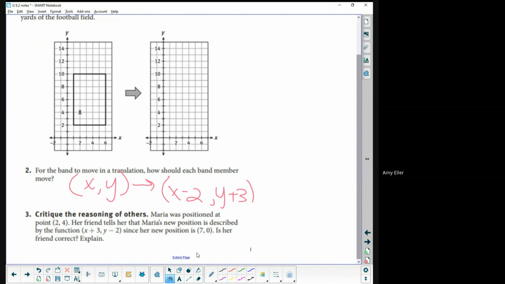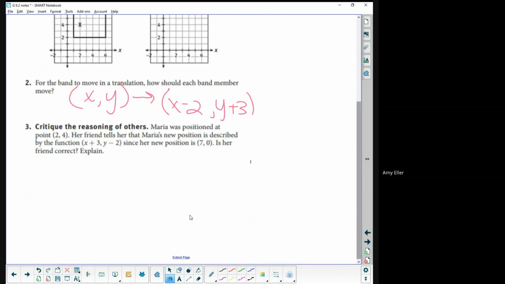Go ahead and read number 3 to yourself. You do not have to explain. A simple yes or no will be fine.